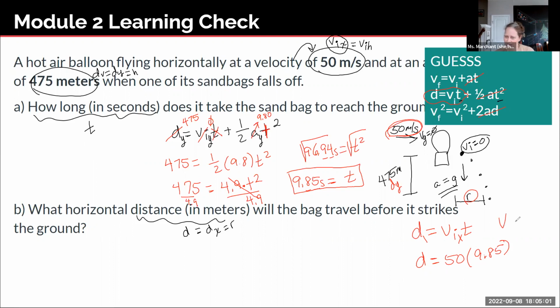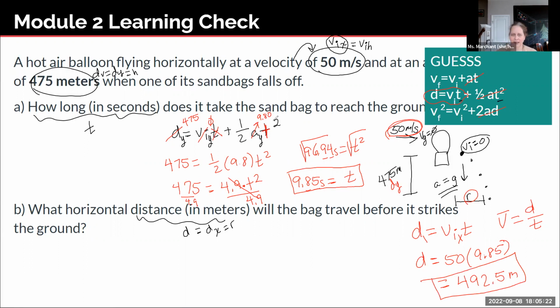And did you notice this equation is basically average velocity is equal to distance over time. That's how they all work and are connected. So 50 times 9.85 gives me 492.5 meters. And that is the x distance that it has traveled.